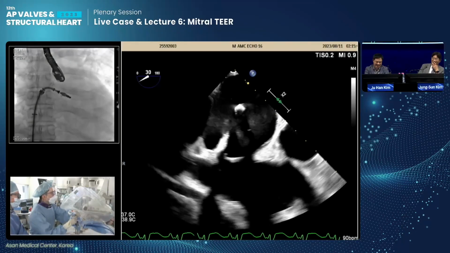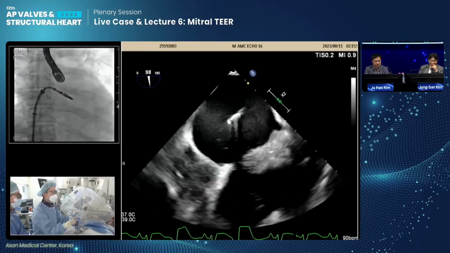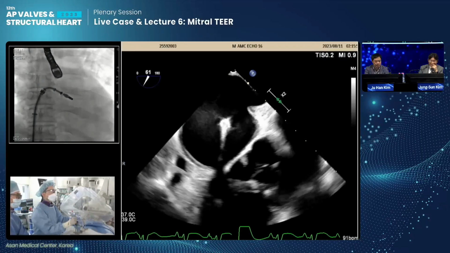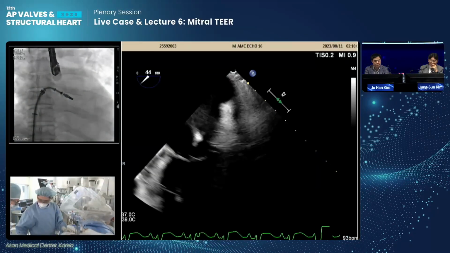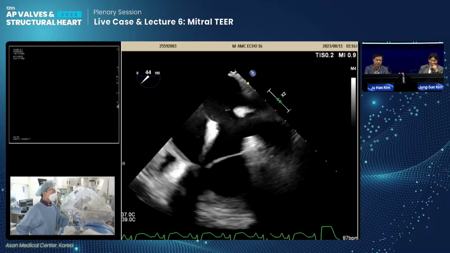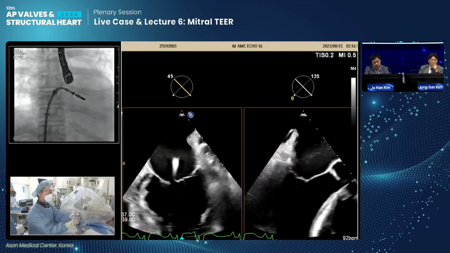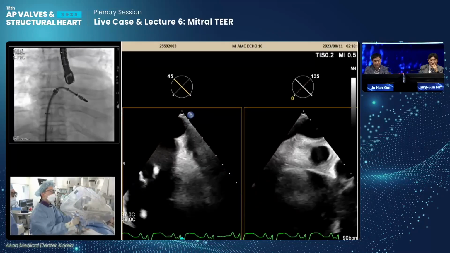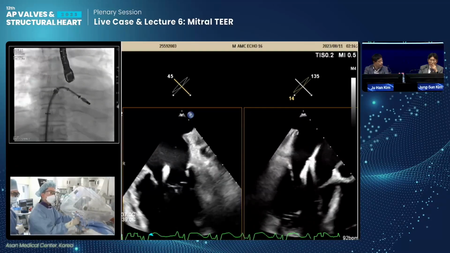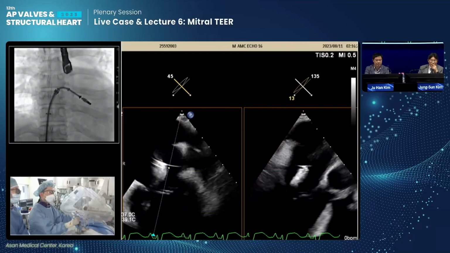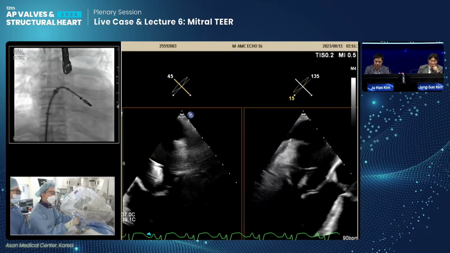Okay, so now we are in the LA, and already located just above the valve. And I will check the trajectory. And the echo view is not so good. The patient is a little bit in decubitus position. Left makes it better. 3 degrees, okay. Doctor Kang? Yes? The first target of the clip is medial A2 to B2, right? Yes, that's right. The imaging is not so good.